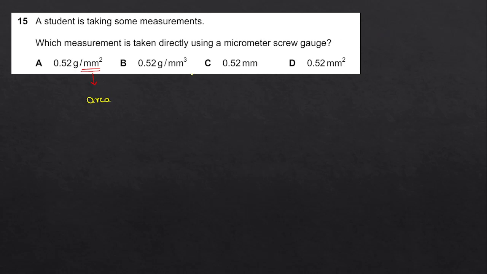Option A is incorrect. Option B, millimeter cube represents the quantity which is volume. So here we cannot measure this. Then millimeter, yes, of course we can measure the thickness or length, which will be in terms of millimeters, using a micrometer screw gauge. So option C is correct. Again, option D deals with millimeter square, which has to do with area. So the correct answer is option C.